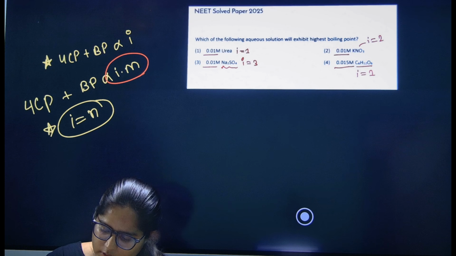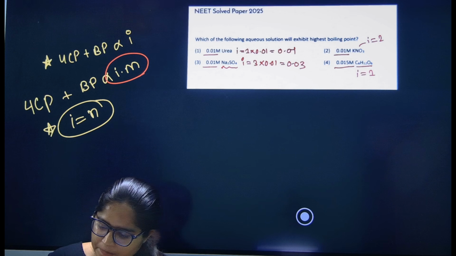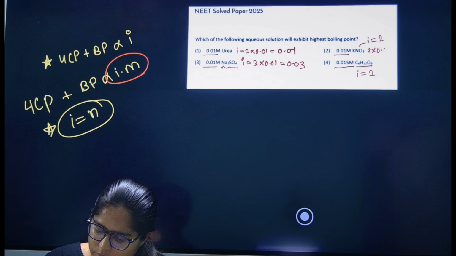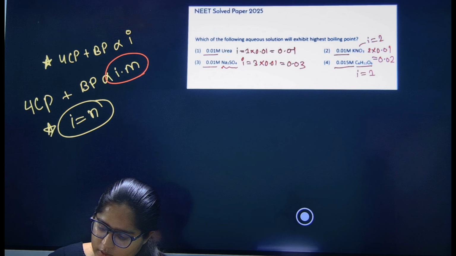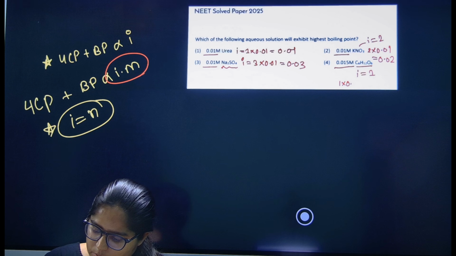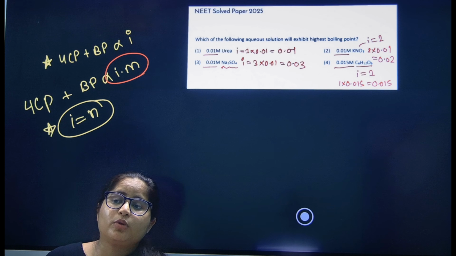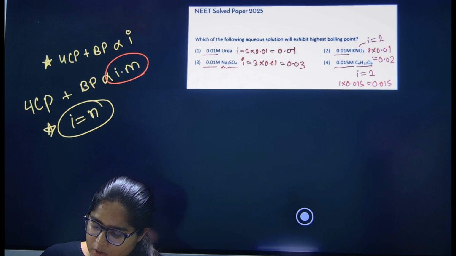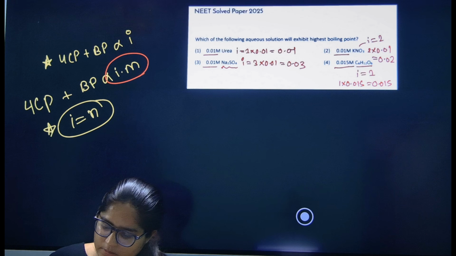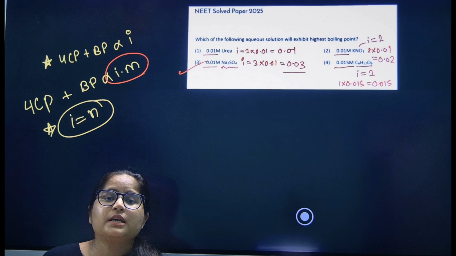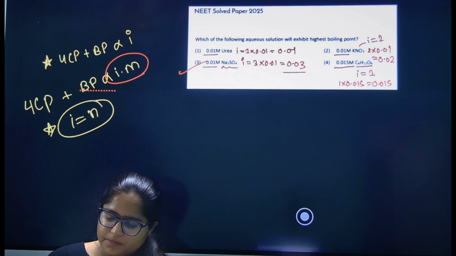Okay, now let us see the concentration. So 1 into M, 0.01. We will say 0.01 here. 3 into 0.01, so it will come 0.03 here. 2 into 0.01, so we will get 0.02 here. And here 1 into 0.015, so we will get 0.015. What are they asking? Boiling point. Boiling point is directly proportional to i into M. So whose value is coming maximum? 0.03 is maximum, which means the third option is the right answer.